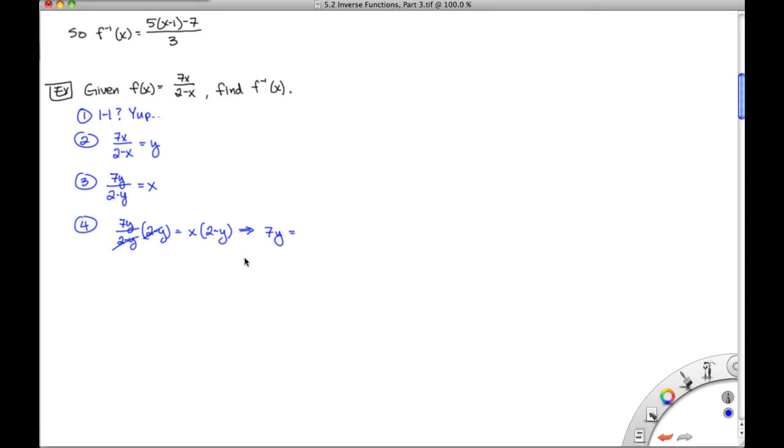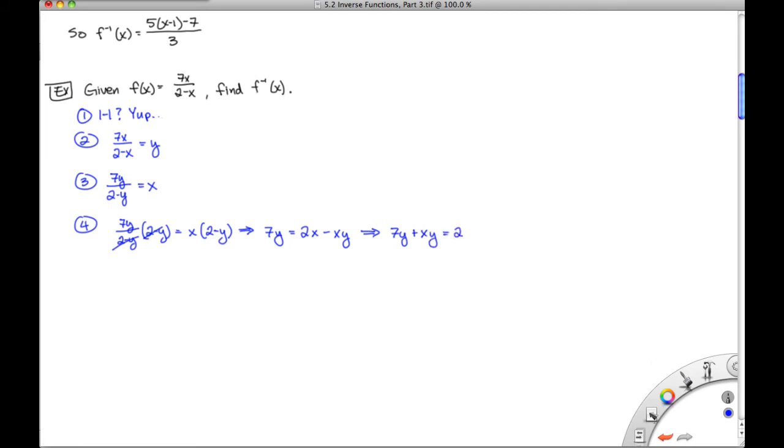Now, in order to isolate the y, we're going to need to distribute the x over here. So I'm going to distribute the x. So we have 2x minus xy. And now I want to get all my y terms back over to this one side, because you may see that we can factor that y out if we move that. So I'm going to add the xy term to both sides, and I'll get 7y plus xy is equal to 2 times x.